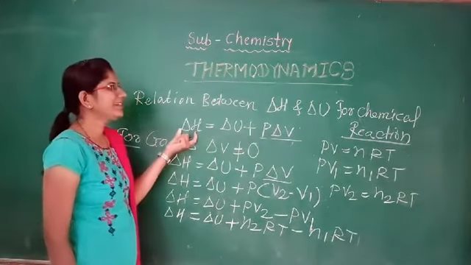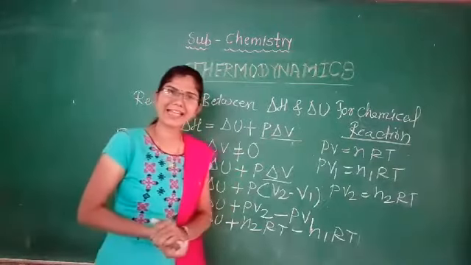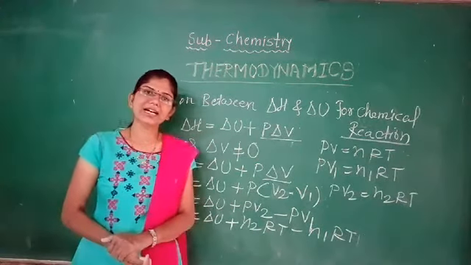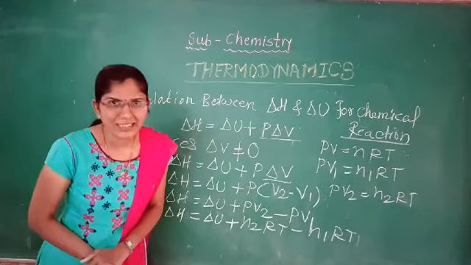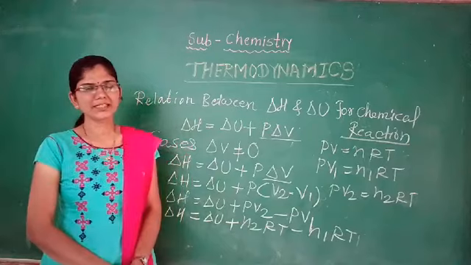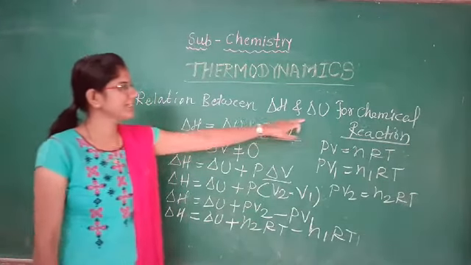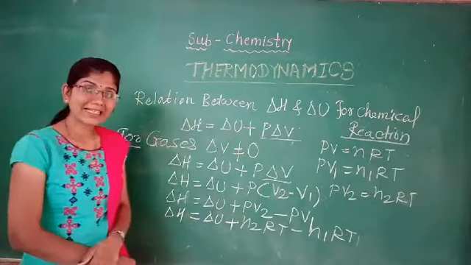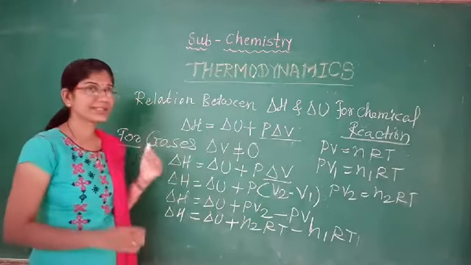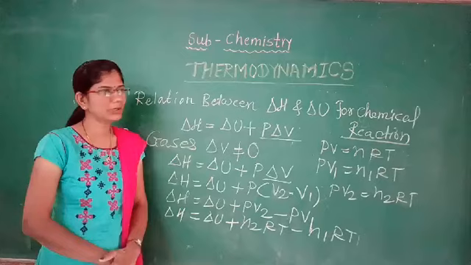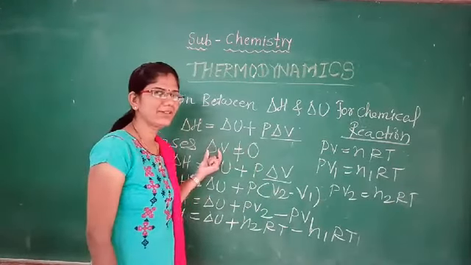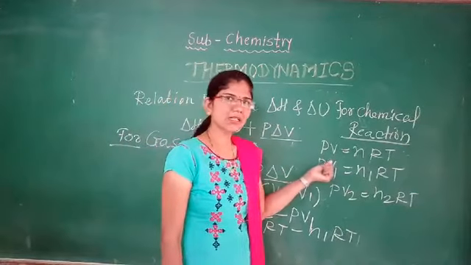We have to relate the delta H and delta U for a chemical reaction, and therefore first we can write for the solid and liquid, as there is a negligible change in the volume, the relation between delta H and delta U is delta H is equal to delta U. But for the gases there is a considerable change in the volume, and therefore the delta V is not equal to 0. That means delta V is equal to V2 minus V1.